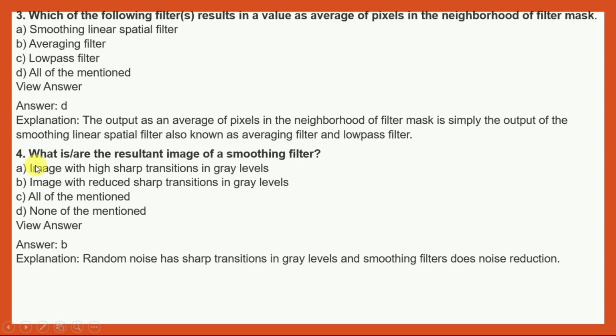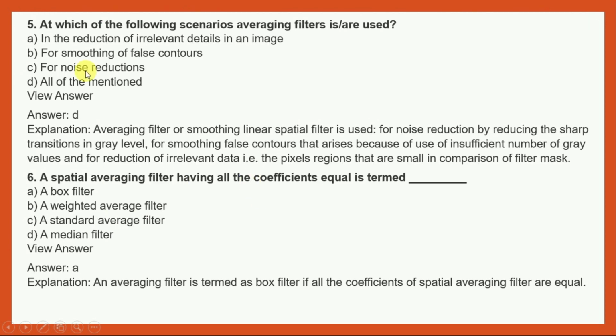And the next question is, what are the resultant image of a smoothing filter? So answer is option B, that is image with reduced sharp transition in gray levels. Now the next question is, at which of the following scenarios averaging filters are used? So answer is option D, that is all of the mentioned, because it is used in reduction of irrelevant details, and in smoothing for false contours, and for noise reduction we are using that. So answer is option D, that is all of the mentioned.